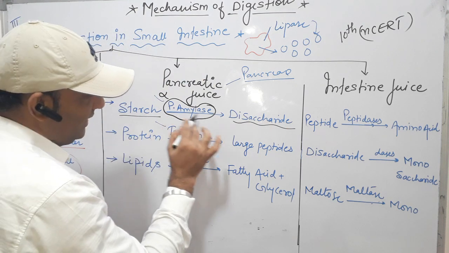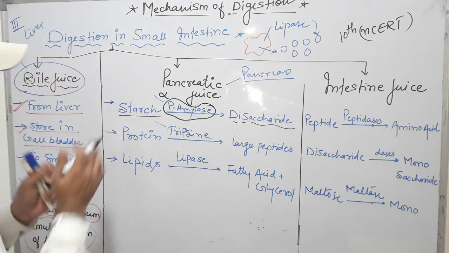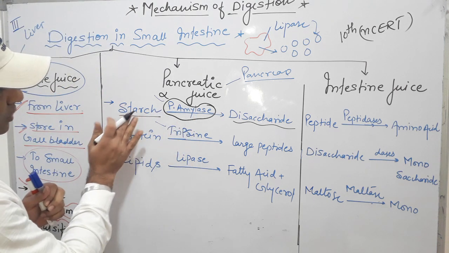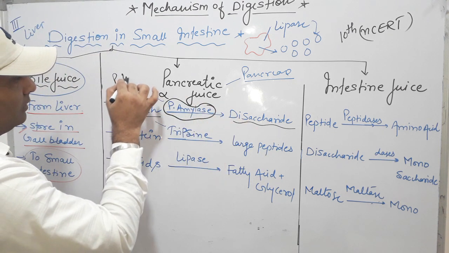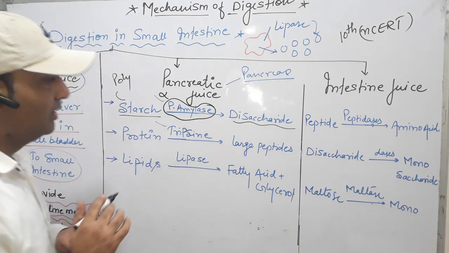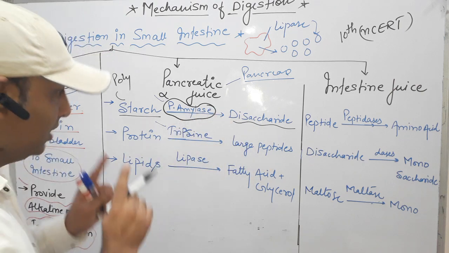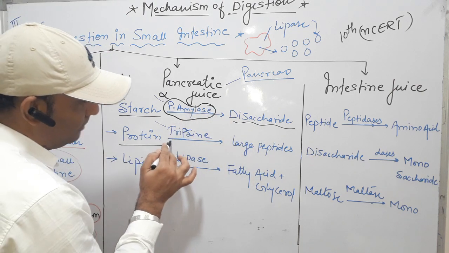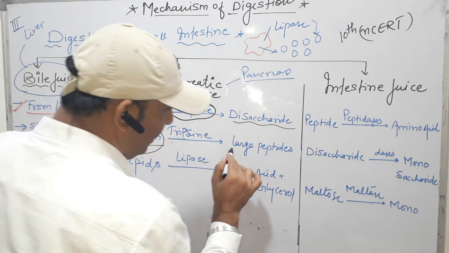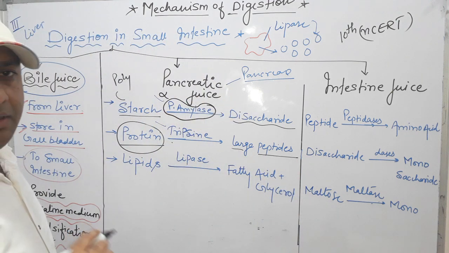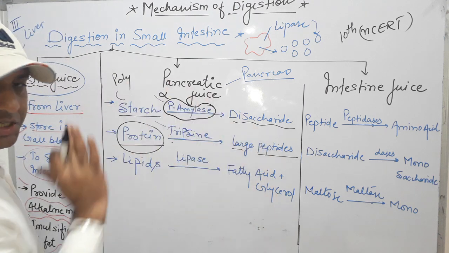One thing is clear: amylase is responsible for the digestion of saccharides. So alpha pancreatic amylase acts on starch and converts it into disaccharide. Starch is a polysaccharide and it converts into disaccharide. So it is a digestion of starch, but not yet a complete digestion of starch. Now second, trypsin and chymotrypsin act on protein and convert it into large peptides. Clear? So it is also an incomplete digestion of protein.